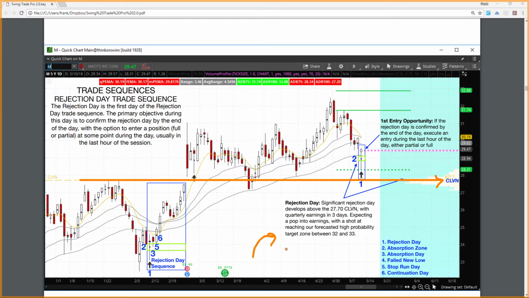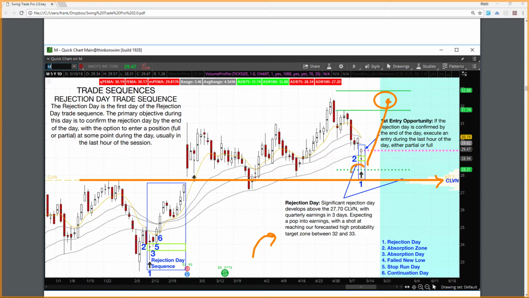So the rejection day here develops above the 27.70 CLVN, and quarterly earnings are in 3 days. So we're expecting a pop into earnings with a shot at reaching our forecasted high probability target zone between 32 and 33.